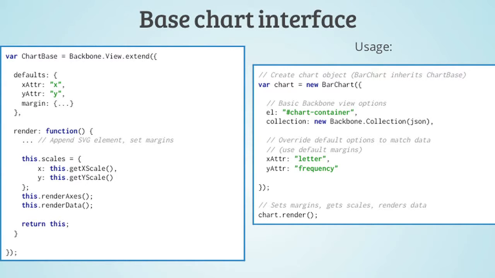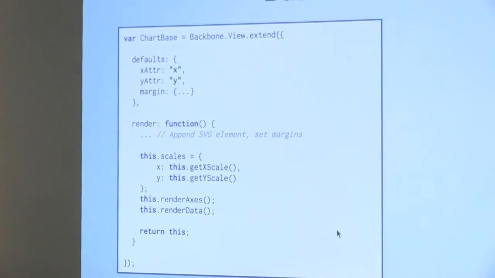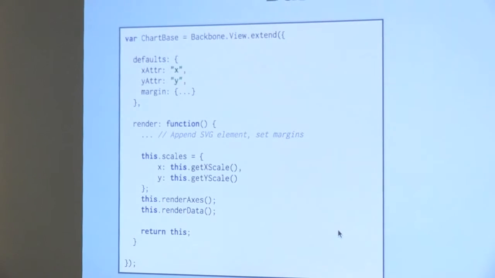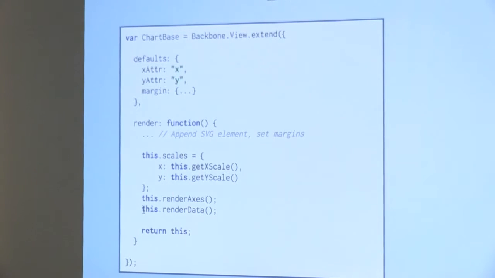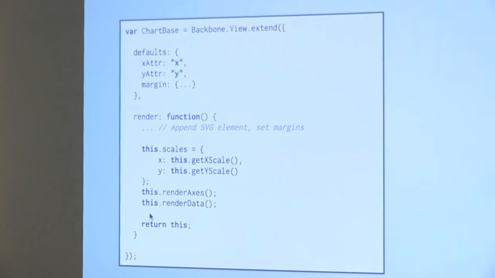What we want to see in any kind of base chart is scales, axes, and some kind of representation of the data. It might be bars, it might be lines, but there's a lot of similarity that can be bundled into the base. And this is what's happening here. This is an interface that the other types of charts can implement.